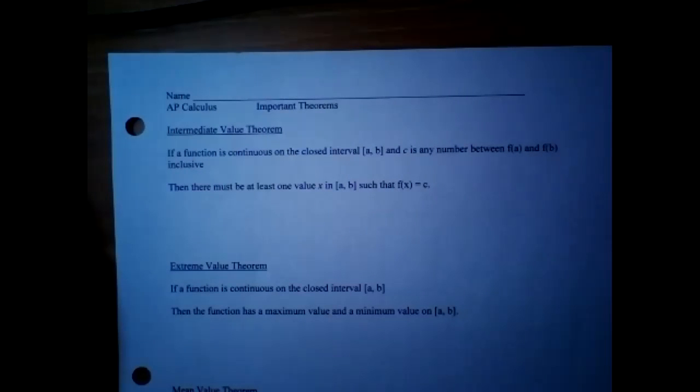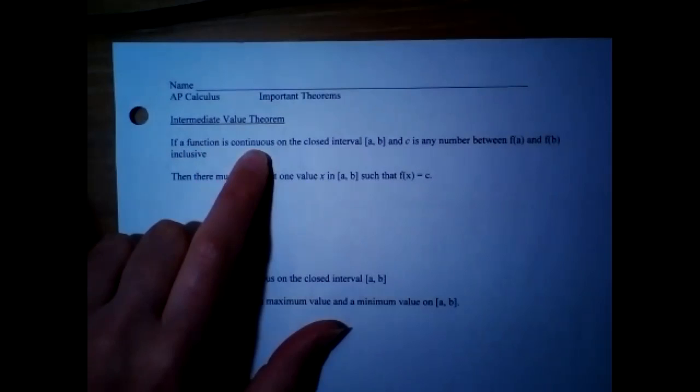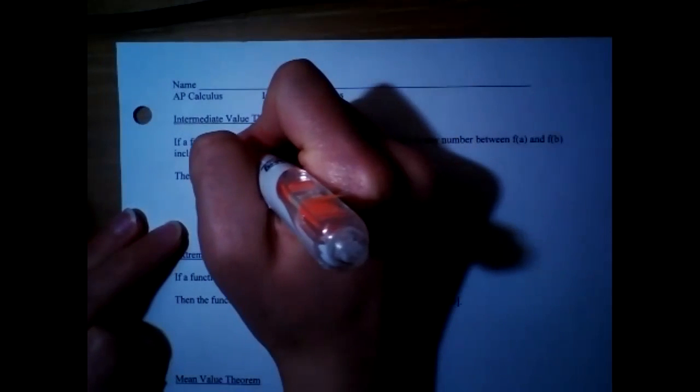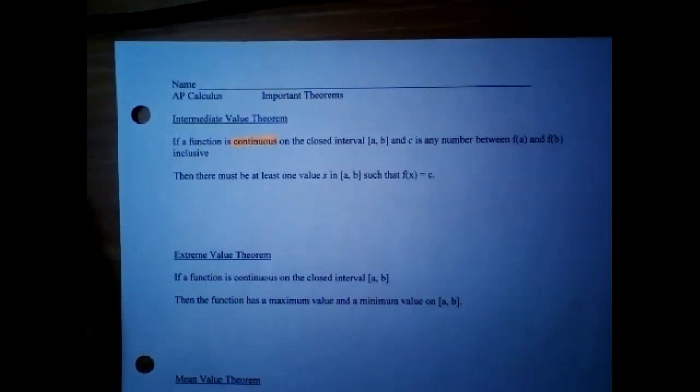Also, I typed these out the way that they are, verbatim out of the textbook, and they're written kind of in gibberish, so we're going to decode what these mean and write it in plain English. So the intermediate value theorem says if a function is continuous, so that is your condition. If a function is not continuous on whatever interval you're talking about, you can't use the intermediate value theorem.